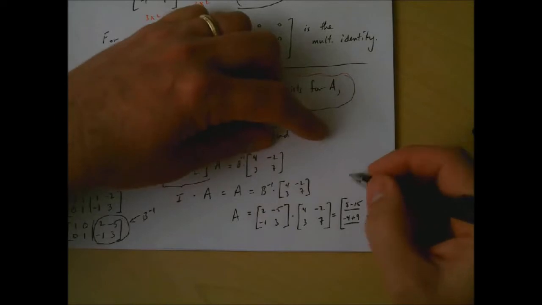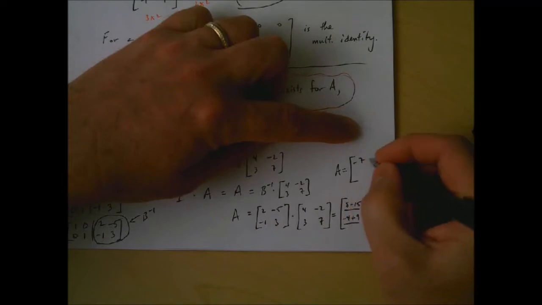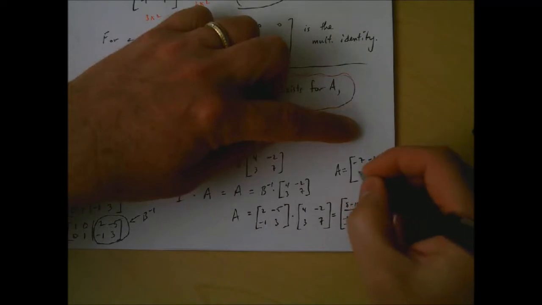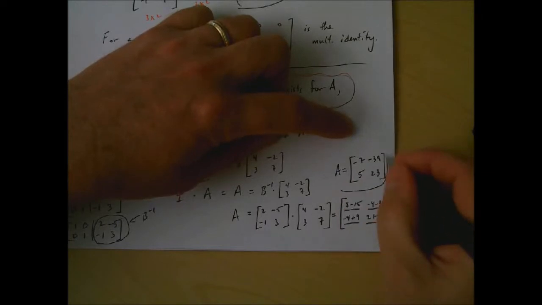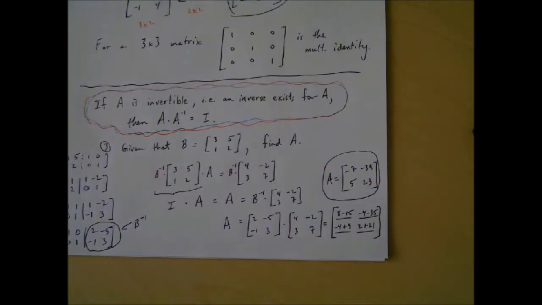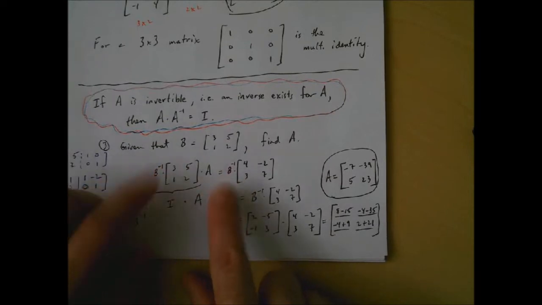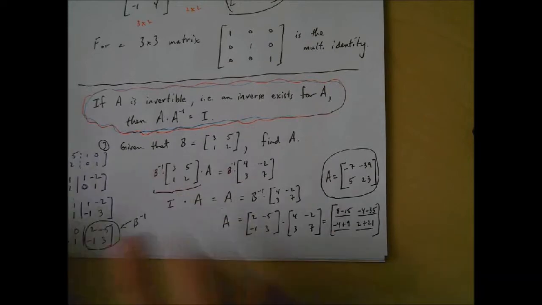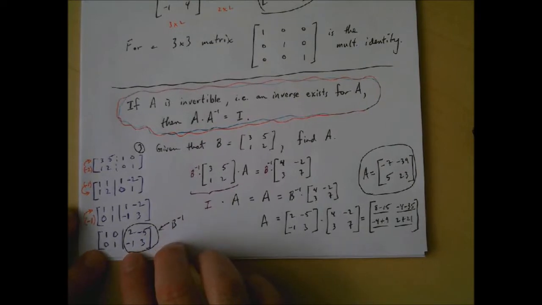And so A is negative 7, negative 39, 5, 23. Okay, so now it's definitely a lot more complex when you're doing algebra and having to involve yourself with inverse functions. Okay, now that was a pretty easy inverse function to do. And our focus really is on inverse functions.